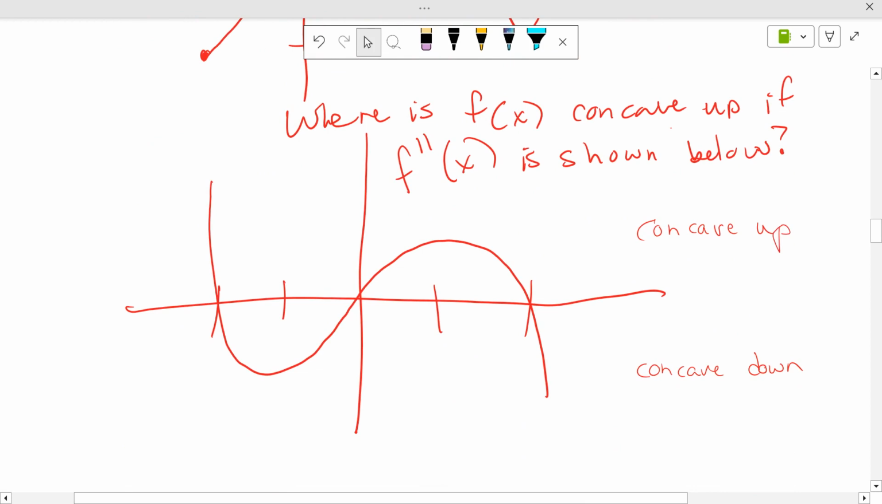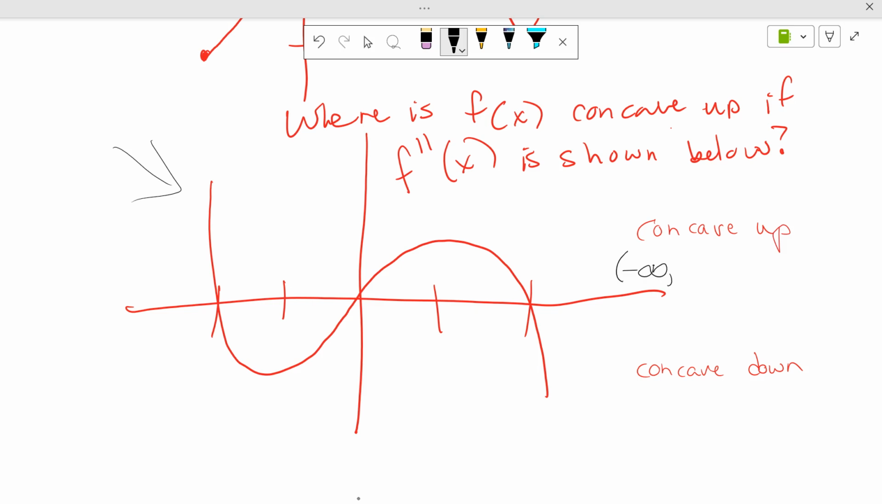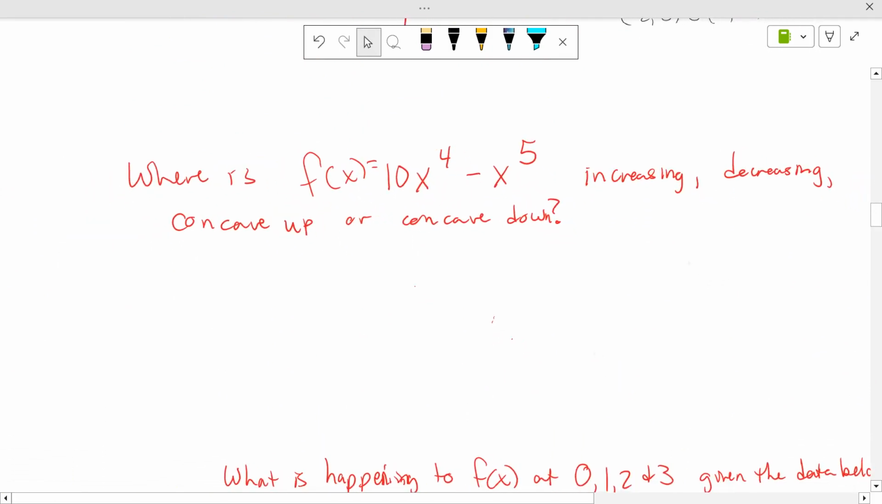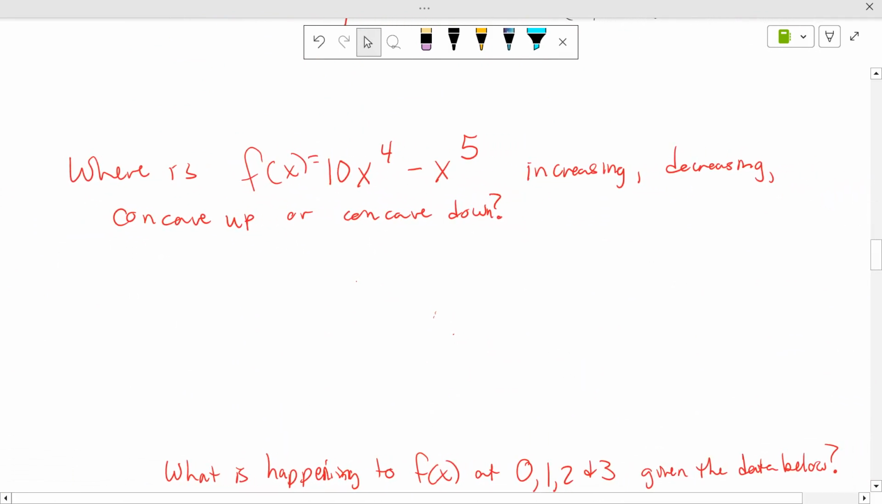Where is this function concave up and where is it concave down if this is the second derivative shown? Now this is super easy. Where is it concave up? From where to where? Negative infinity to -2 in union with 0 to 2. Where is it concave down? -2 to 0 in union with 2 to infinity. So that's concavity.